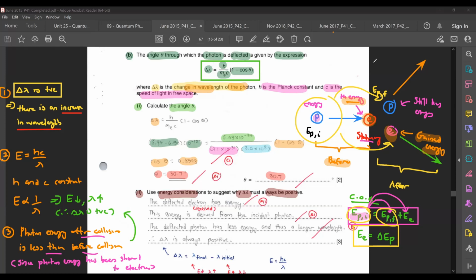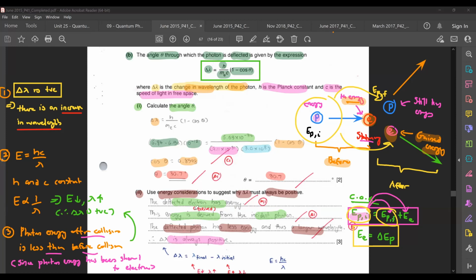So how you want to write your answer, you can write something like this. Your deflected electron in the first place has energy. This energy is actually derived or received from your incident photon. Your deflected photon therefore has less energy and thus a longer wavelength. Your wavelength increases, in other words. Therefore, your delta lambda is always going to be positive. Okay, so that is for this particular question.